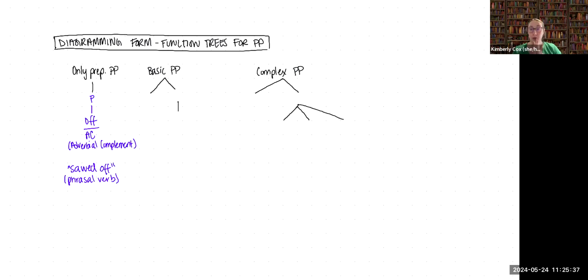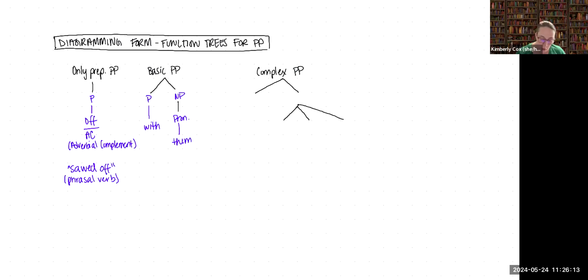Now, more commonly, we're going to see basic prepositional phrases, and those are prepositional phrases that are going to have both a preposition and a noun phrase. Okay. And with that, we might have something like, let's say with, and a noun phrase will be, or actually we'll need to specify first. Let's say we're going to use a pronoun, and that pronoun is going to be them.